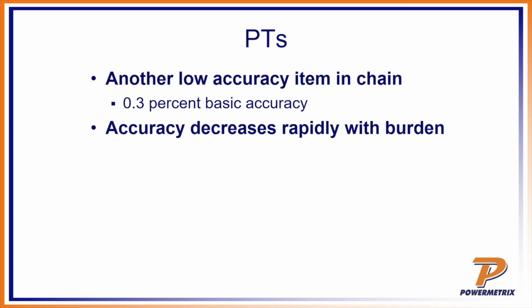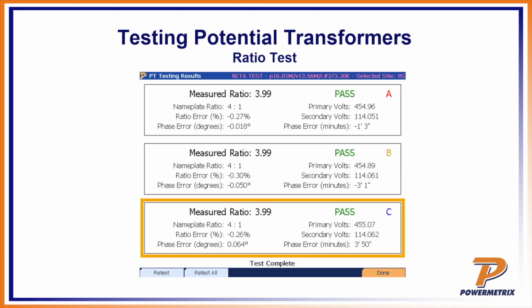So PTs have a very similar situation as CTs. And it is another low accuracy item in the chain at an installation. It's a 0.3% is the basic accuracy, and the accuracy again decreases rapidly with burden. So with potential transformers, when we do this testing, again, I'm looking at a measured ratio.